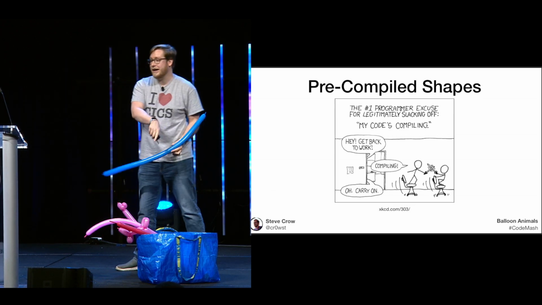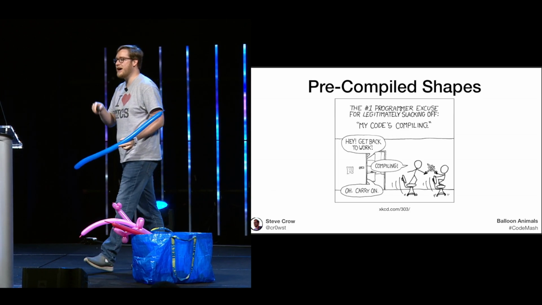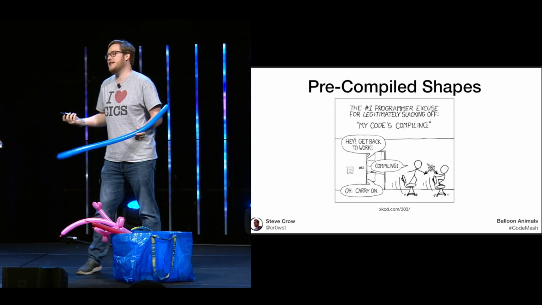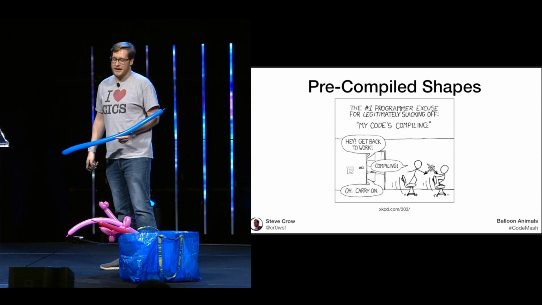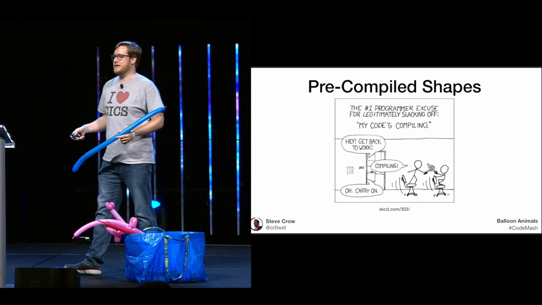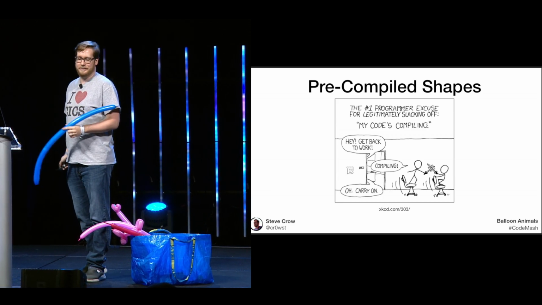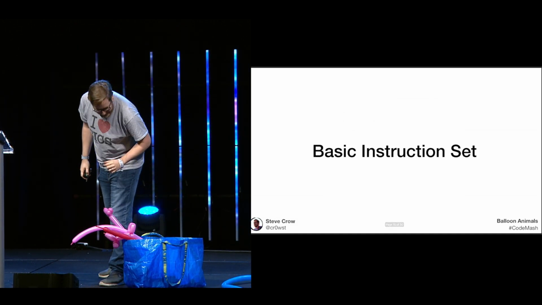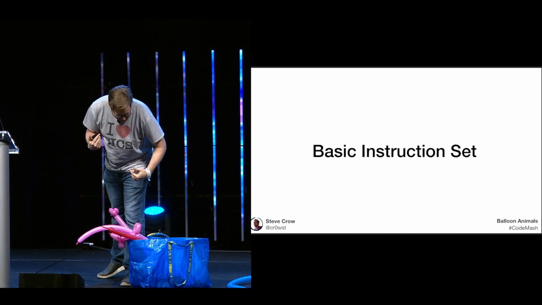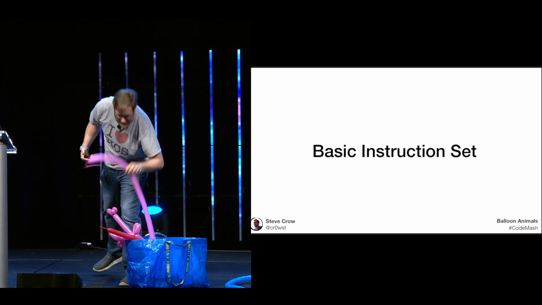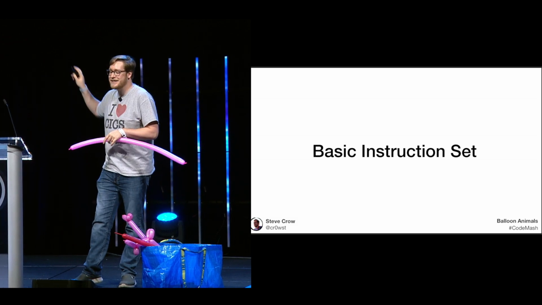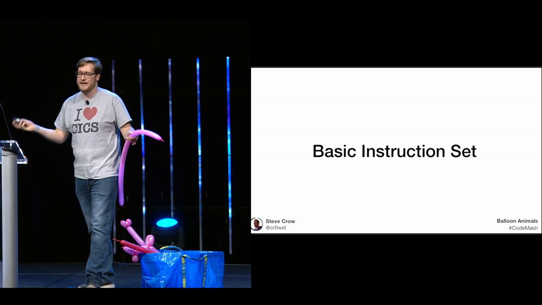I've pre-compiled a lot of shapes here because, as you know, compilation can be really prone to error and also take a long time to do. So I thought I'd save us some time and maybe some surprises. So let's make a dog. The basic instruction set you need to know to make a dog, let's start with this one. We have two, possibly three, depending on this slide deck, set of twists that I want to show you.